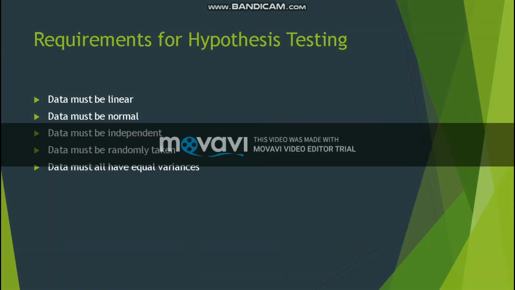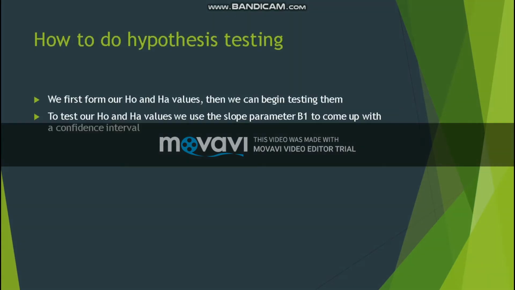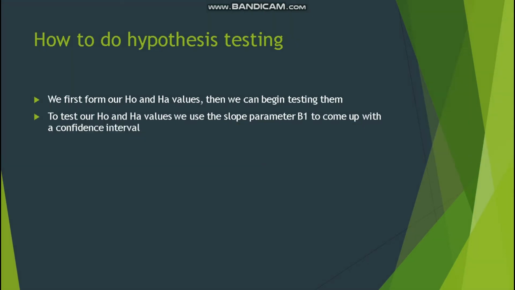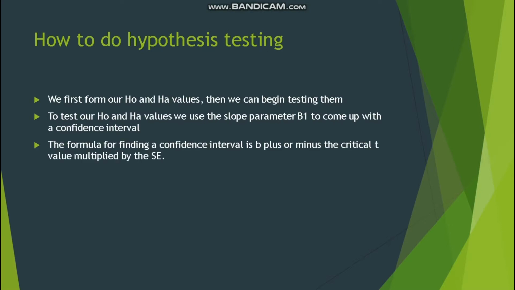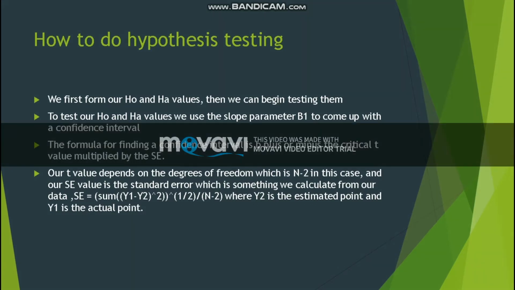For hypothesis testing, we must first form our H0 and HA values. Next, we must test them at certain confidence levels using slope parameter B1 and t-value and standard error. In order to test the data for significant linear relationships, we must use the formula B plus or minus t value multiplied by the standard error.